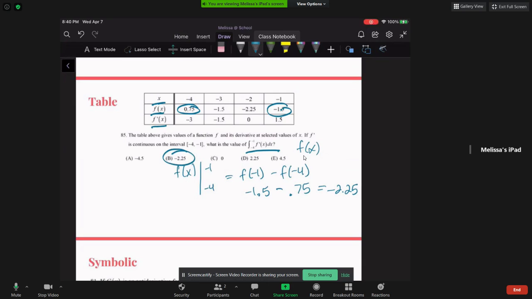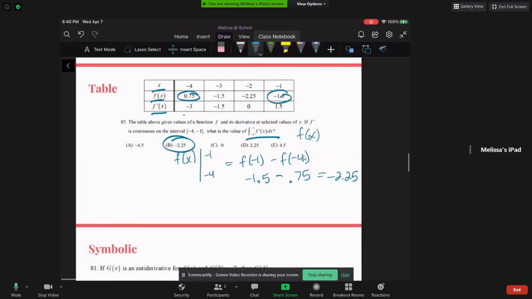A couple of common errors to watch out for. The first one would be forgetting to use your antiderivative and just using f prime of x and evaluating that, which would be like 1.5 minus -3. Another potential common error would be to subtract them in the wrong order. Remember that you're doing your upper limit minus your lower limit. And then we've got this new notation right here.